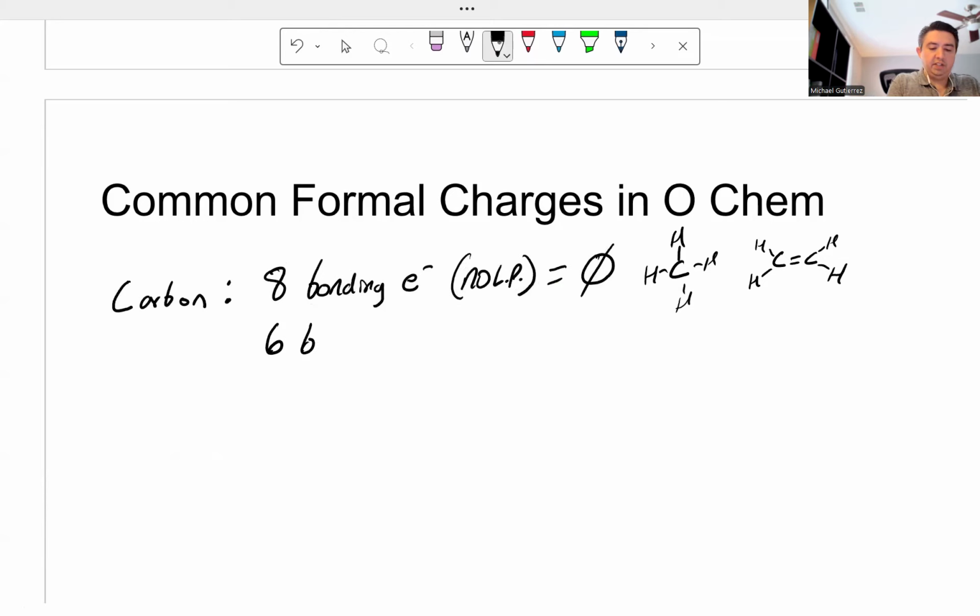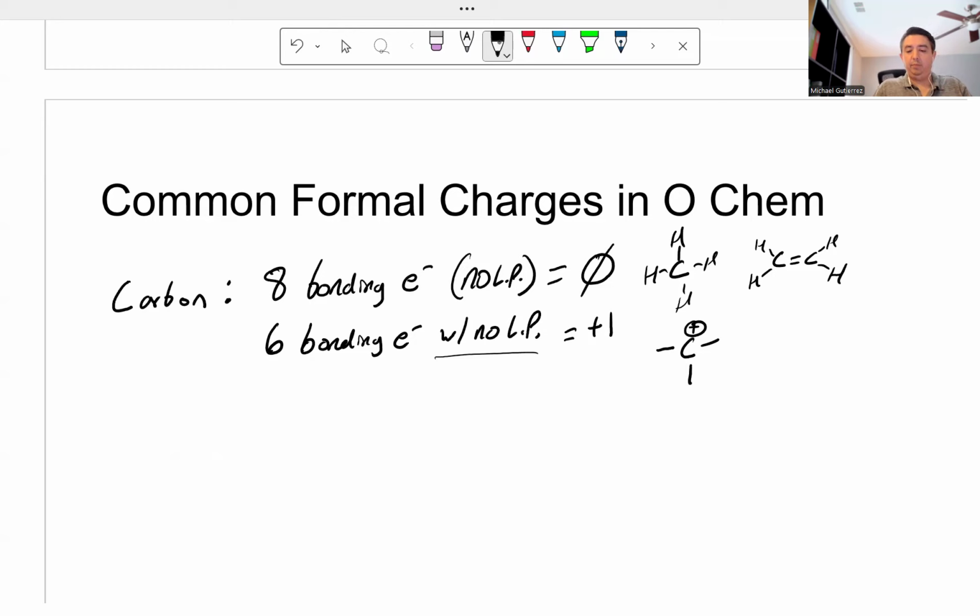If you see a carbon with 6 bonding electrons with no lone pairs, okay, again, circle, highlight, star that, no lone pairs, it's going to have a formal charge of +1. You say, wait a second, that carbon's not happy. Yeah, it doesn't have 8 electrons around it. It's not super stable. We'll talk more about this in a little bit, but we're going to see this pop up quite often, where a carbon will have 6 bonding electrons around it and have a positive charge. Okay, we'll come back to this in another chapter, but we call that a carbocation.